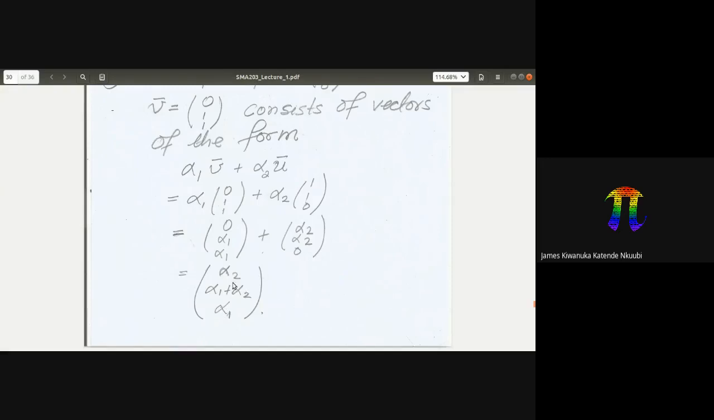So any vector of this form will be in the span of V and U. If you want vectors in the span of V and U, we can simply pick any pair of numbers, alpha 1 and alpha 2, as long as the second entry is the sum of the first and the third, then that vector will be in the span of V and U. Let's look at an example.